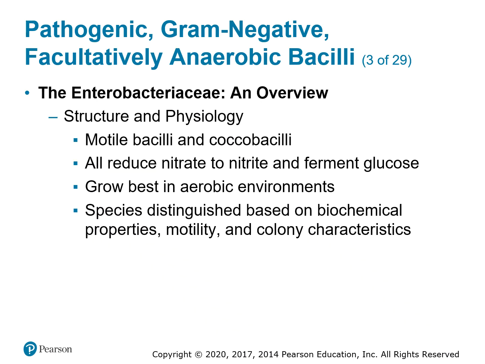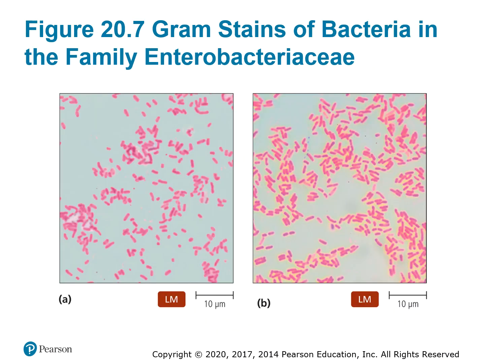These all reduce nitrate to nitrite and ferment glucose. These are biochemical tests, again, that we'll be talking about in lab. And they grow best in aerobic environments. The species are distinguished based on their biochemical properties, their motility, and their colony characteristics, so how they cluster together. All right, taking a look with a light microscope at the gram stains of the bacteria in this family.